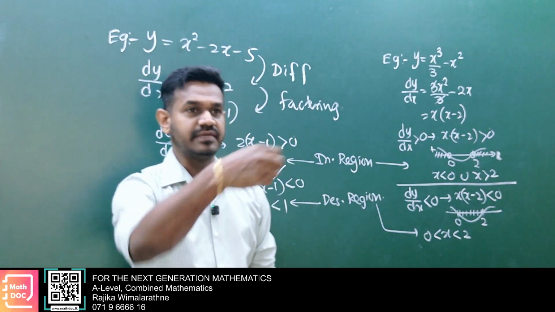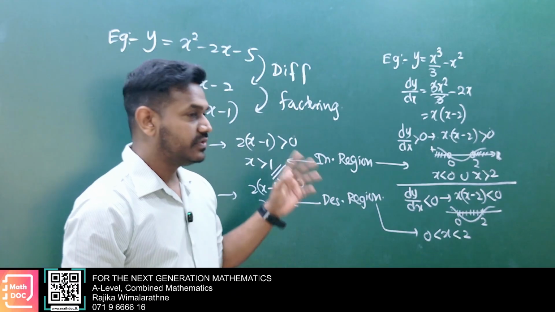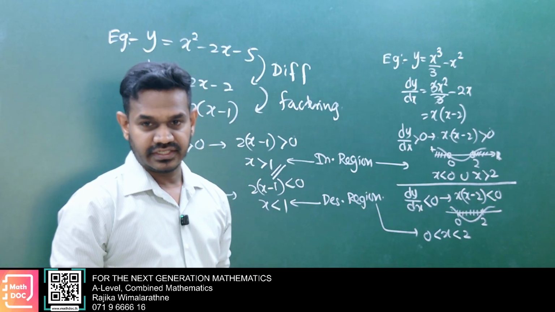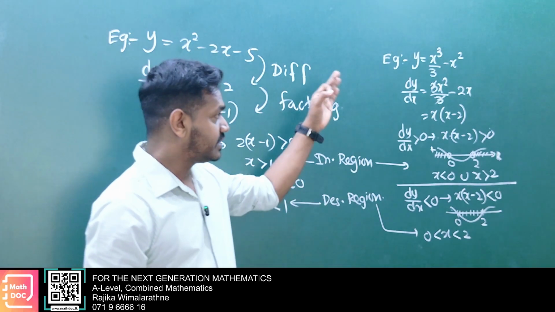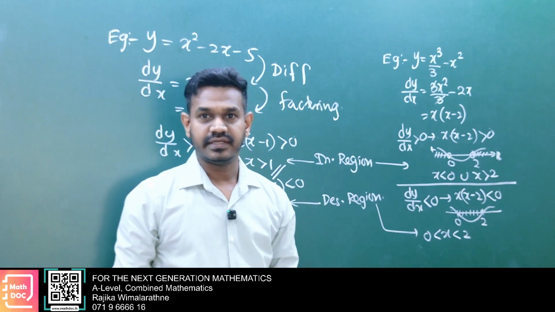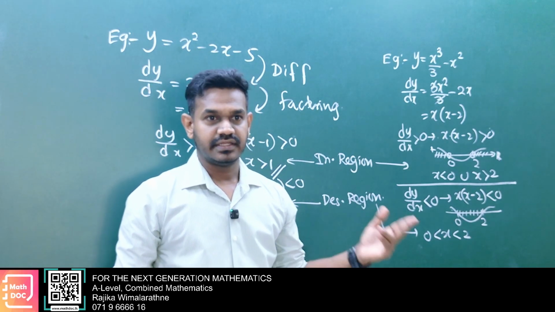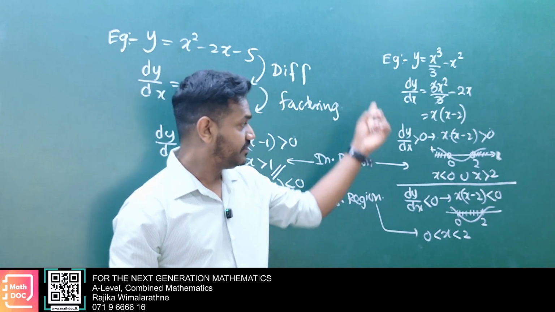Okay. Then very simple. The concept: you check the dy over dx greater than 0 region and the dy over dx less than 0 region. Very simple thing. Then finally it converts into an inequality that can be linear, that can be quadratic. Then you have to analyze that. Okay. Do it.